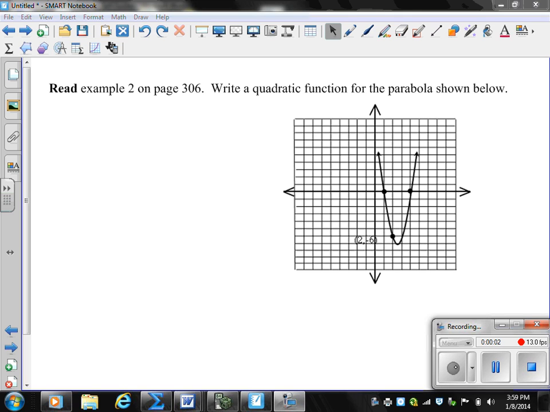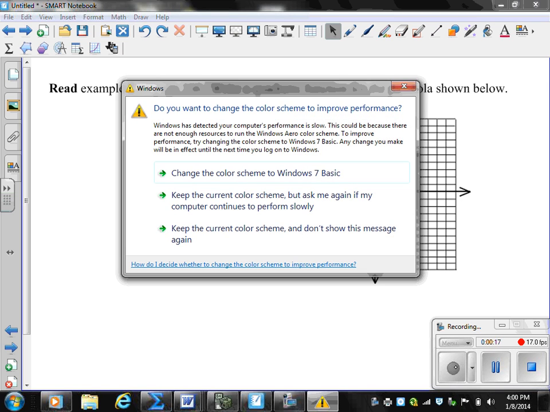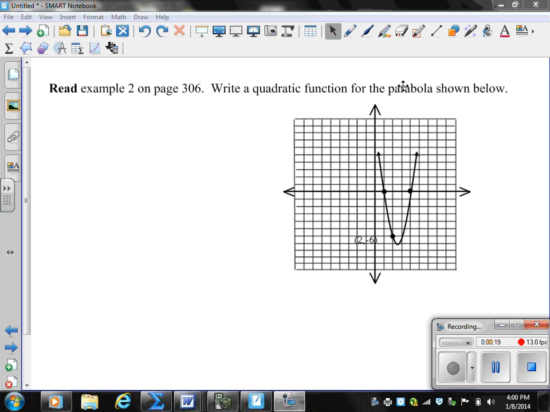Hi folks, this is a video to accompany your understanding of section 5.8, which is modeling quadratic functions. So the problem that we're going to work on here goes along with example 2 on page 306 of your textbook, which is to write a quadratic equation for the function for the parabola shown below.